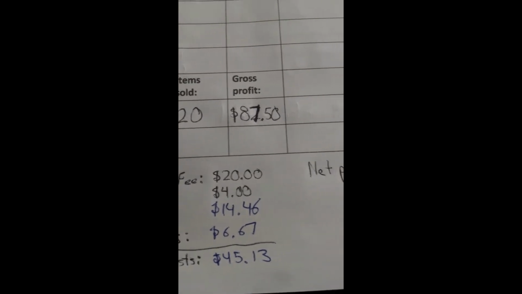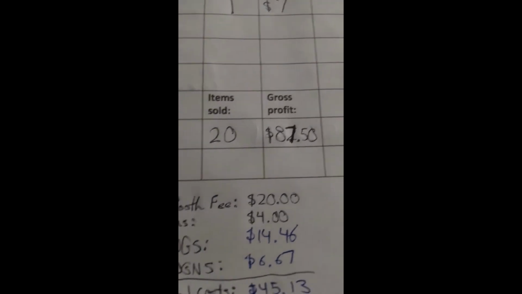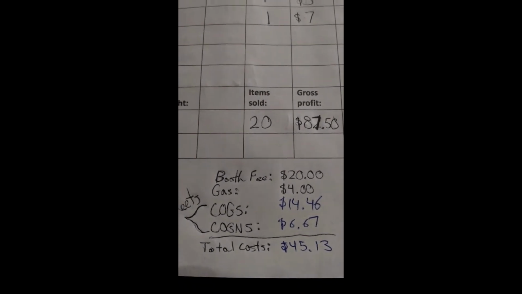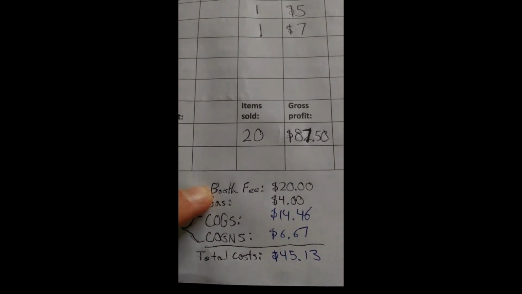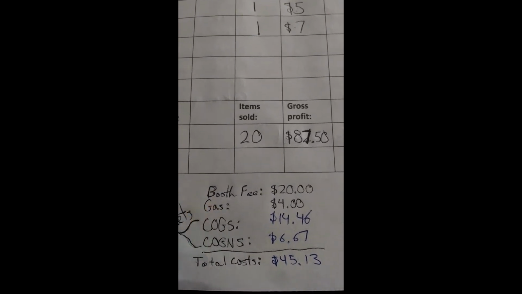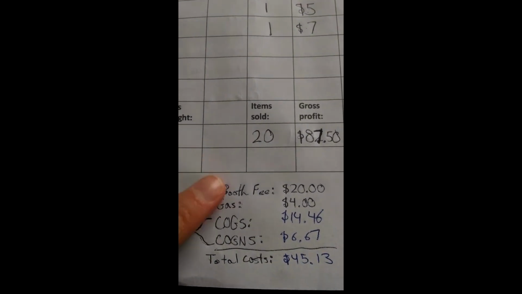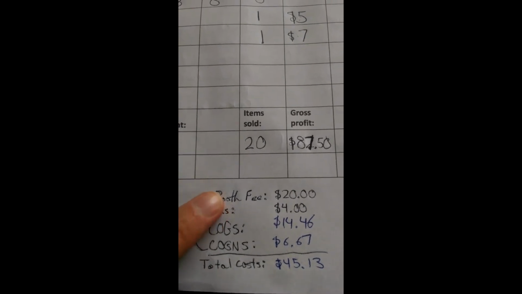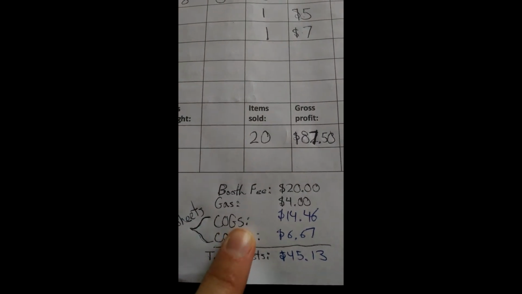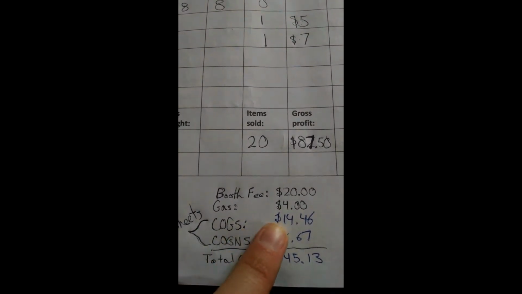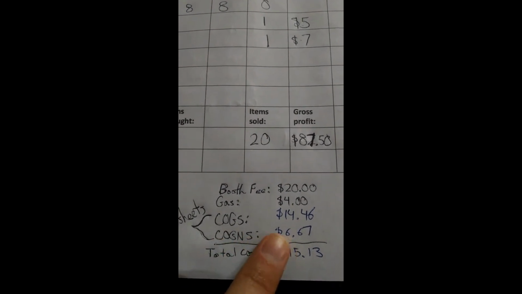I figured out at the bottom of my paper sheet my net profit and gross profit. Well, I already figured out the gross profit, but my net profit, how I do that is I start with my costs. I know that the booth fee is $20 a week, and gas cost me $4. If you have other big costs like a tent, you want to include that in your overhead. I also have the cost of goods sold, which is how much it costs to make all the stuff that I sold, and also the cost of goods not sold.